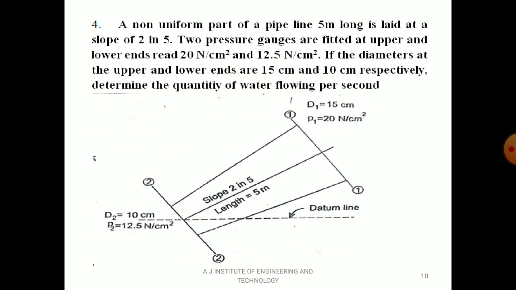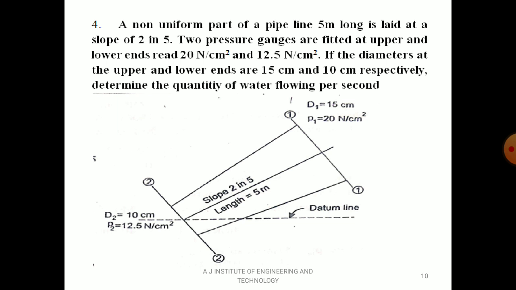A non-uniform part of pipeline means it is the tapered one. Uniform means the diameter should be the same throughout the cross section, but here it is a non-uniform part of the pipeline. Length is 5 meter, it is given as 5 meter long. It is laid at a slope of 2 in 5, so the slope is given here as 2 in 5. You are supposed to find the volumetric flow rate. What is the function of a pressure gauge? It is used to measure pressure. So the pressure gauges are fitted at the upper and lower ends. Read upper end.